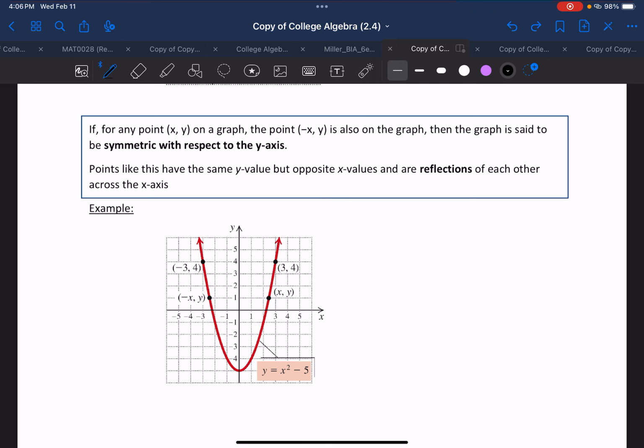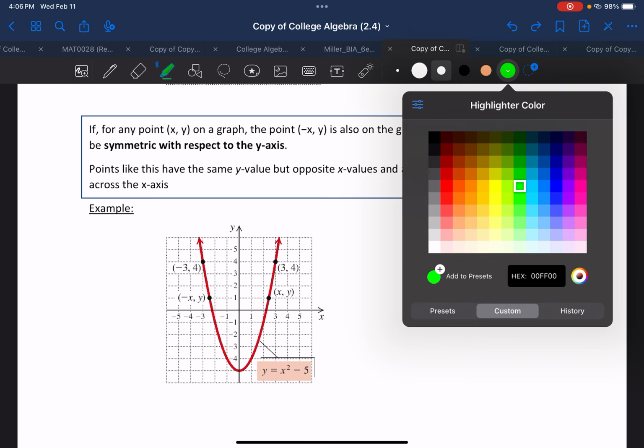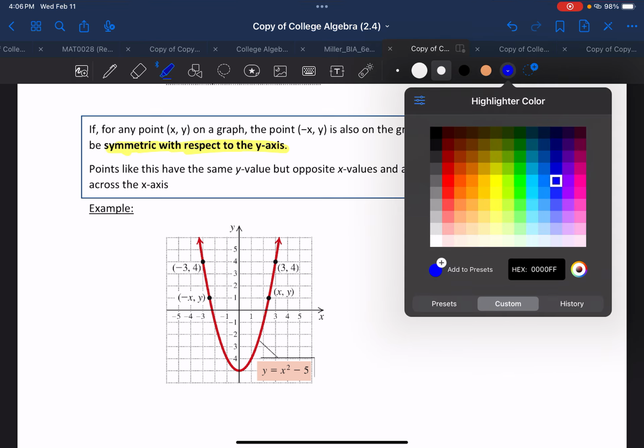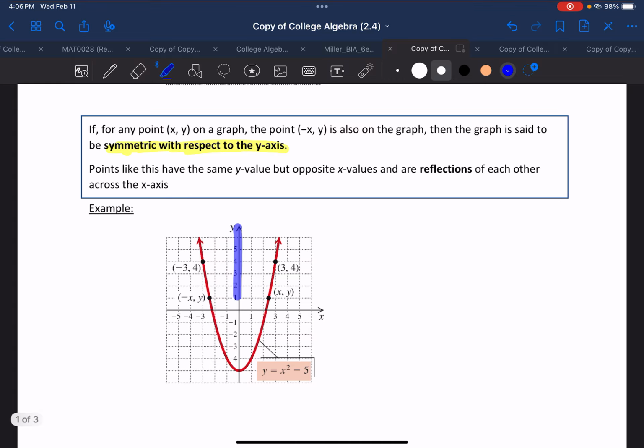Okay, the next one we're going to talk about is when a graph is symmetric about the y-axis. So of course this means that the axis of symmetry is the y-axis, which is this vertical line. And you can see in this graph that that line does cut this graph in half, where the left is a mirror image of the right. And this line is given by the equation x equals 0, because it's a vertical line.